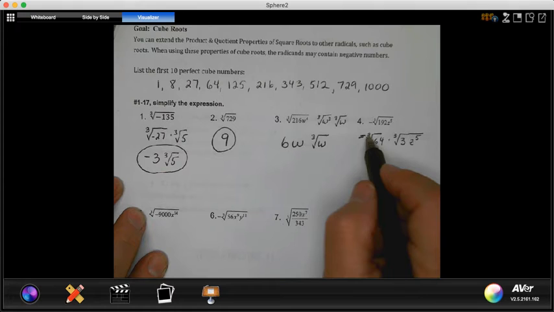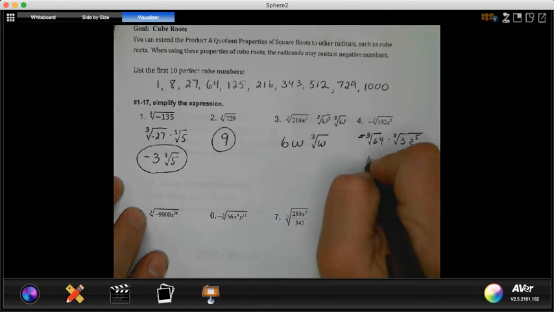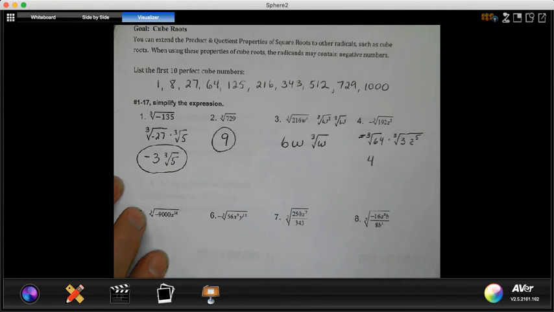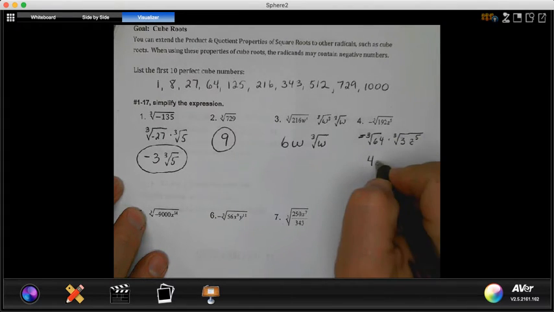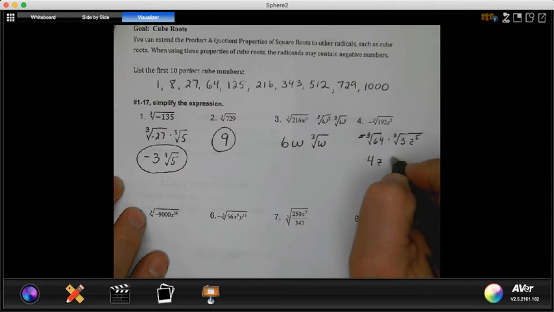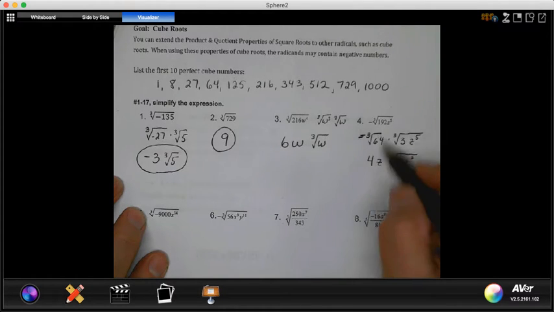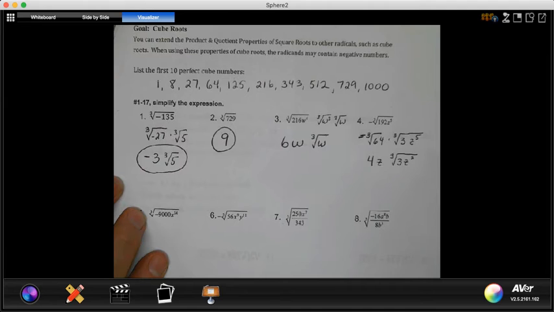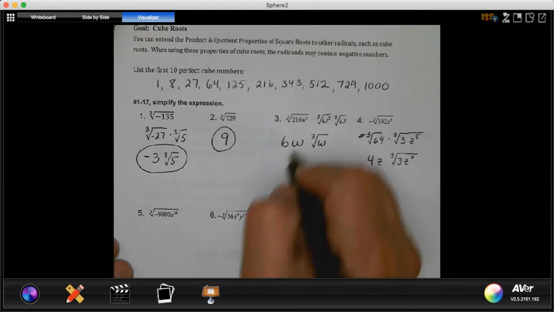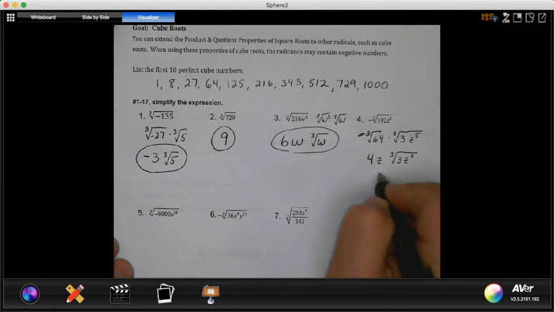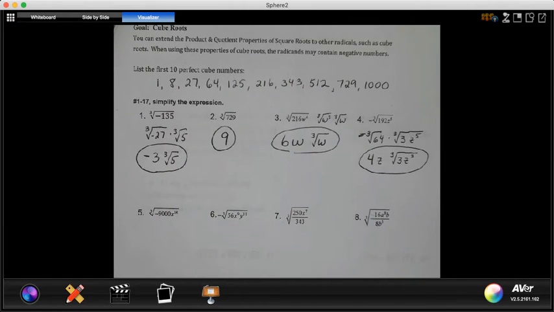Watch. Cube root of 64 is 4. Now let's do the letters. How many times does 3 go into 5? It goes in once, so I have a z to the first, but I don't write the 1. And then what's left is the cube root of 3z squared. Okay, so you split it apart and then do your little trick with the letters. And that's our final answer. That's in simplified form. Okay?